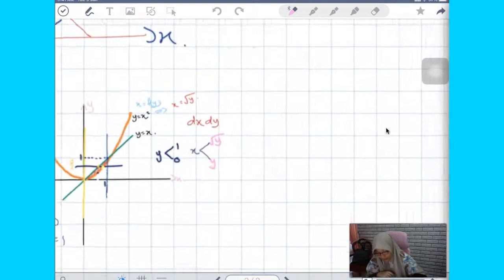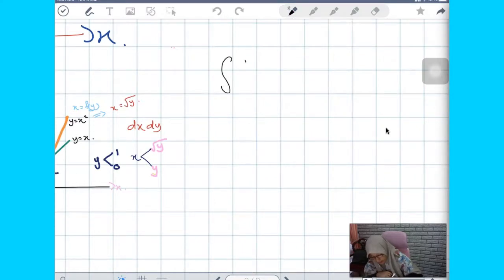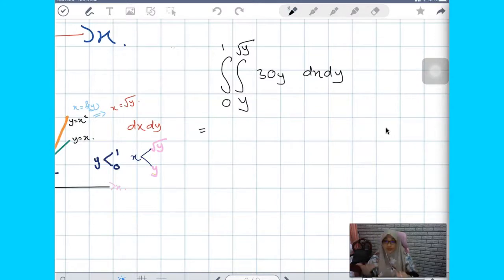Now we can rewrite the double integral. We don't change the integrand, but we change the order, which is now dx dy. The limit of y is 0 to 1, and then x from y to square root y. Now we got a complete double integral. There is the order of integration, there are limits. So now we can evaluate.